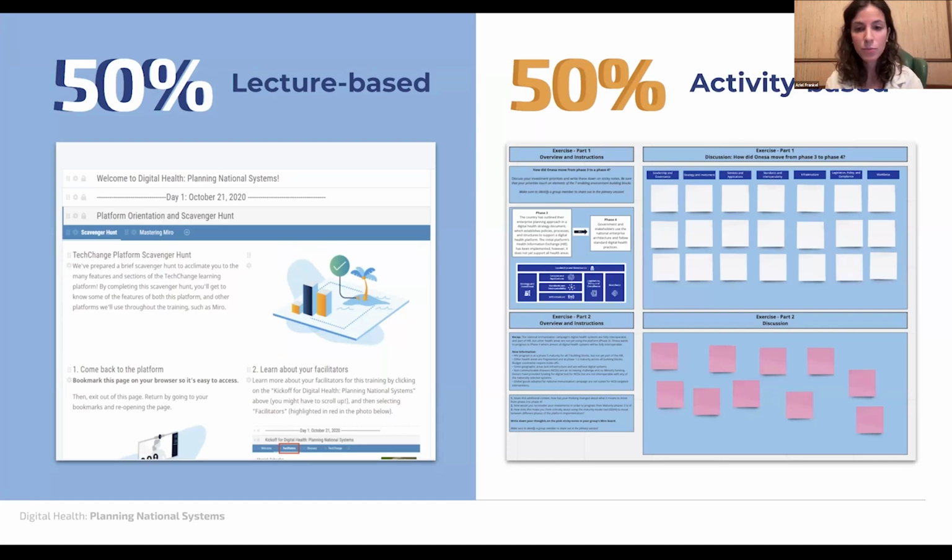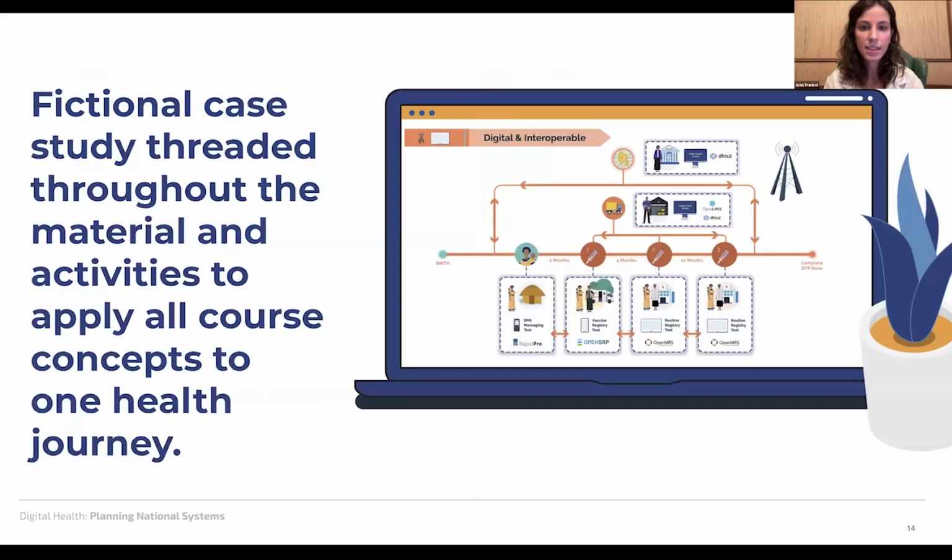And on top of that, we leverage something that we call our fictional case study, which is threaded throughout the entire course. This fictional case study provides the environment to imagine ways in which we can apply the digital health enterprise planning approach from a state of fully fragmented to totally interoperable. And this fictional case study really supports a lot of our activities to practice them in a way where you understand the characters and the context can be relevant no matter where you are in the world.